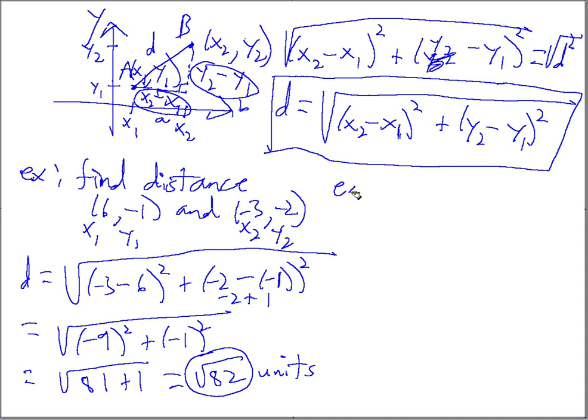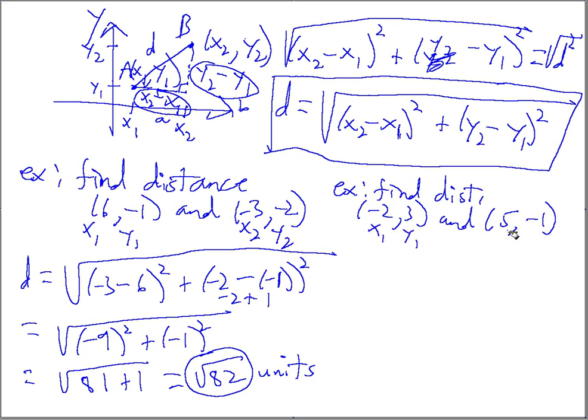See if we could do another one on here. Let's go and look at these 2 points and find the distance here. Again, find distance. All right. So the ordered pairs here will be, let's try -2, 3, and the ordered pair 5, -1. All right. So -2, 3, 5, -1. Again, same thing. Let's label the points: x1, y1, x2, y2. So be careful labeling points. First x coordinate, first y coordinate, second x coordinate, second y coordinate.